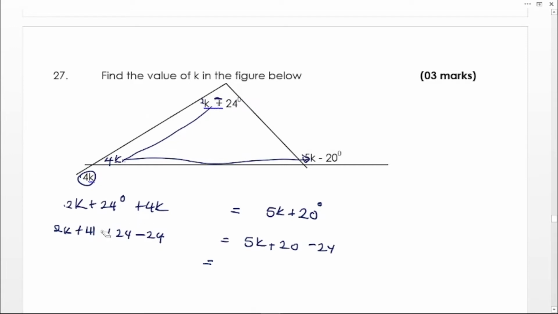This one has to be minus. So 4k minus, then plus here, and also plus this one. So now we are having 5k plus. Now this is 40, this is 40, 44 degrees, and then this is 6k. Automatically this is 0. Now 6k minus 5k is equal to 5k minus 5k plus 44. Therefore k is equal to 44 degrees.